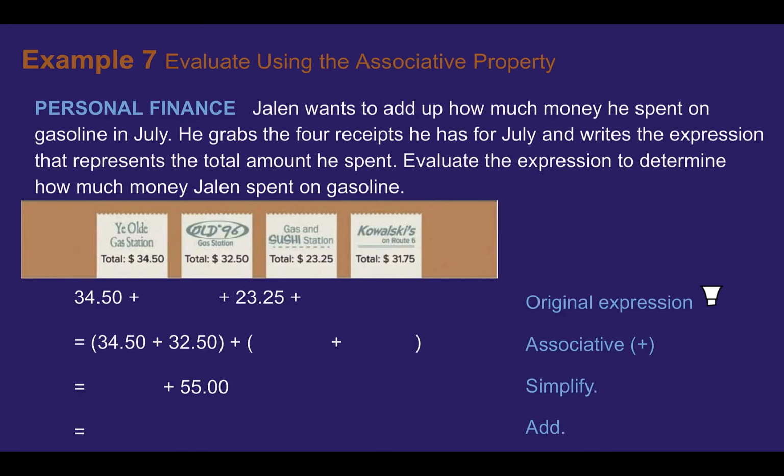Example 7. Evaluate using the associative property. Our real context is personal finance. Jalen wants to add up how much money he spent on gasoline in July.